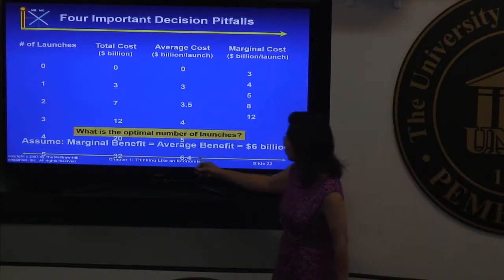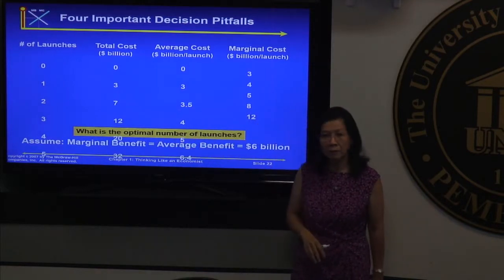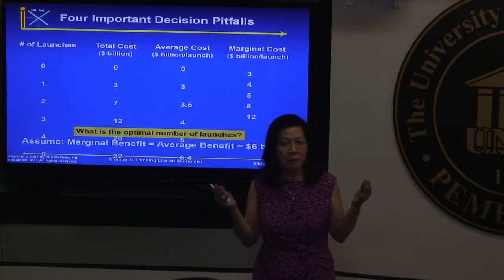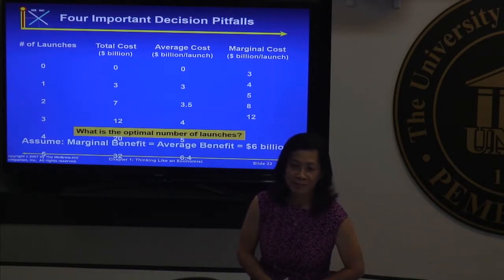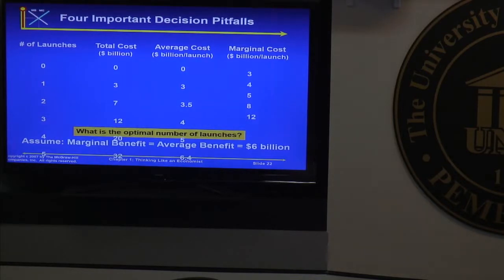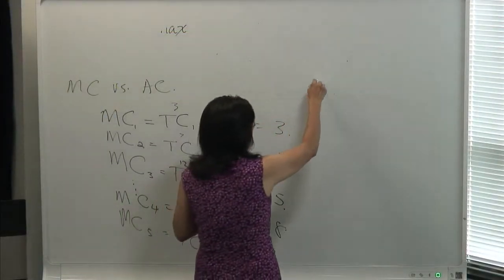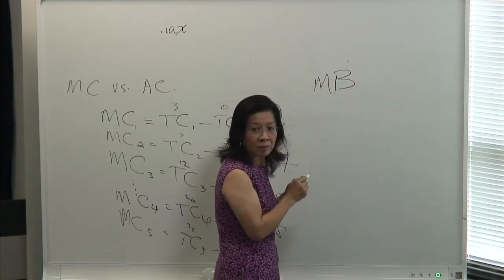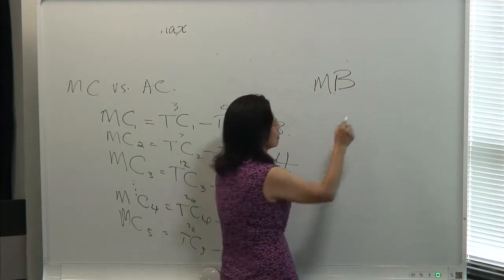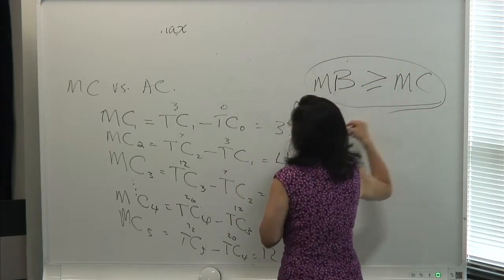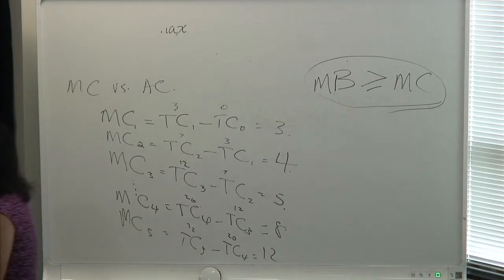We're asking a question, what is the optimal number of launches? And then you say, whoa, what? So let's go back to the cost-benefit principle, what does it say? Okay? Carol, do you remember? Marginal benefit greater than or equal to marginal cost. So we're going to use that, apply it.